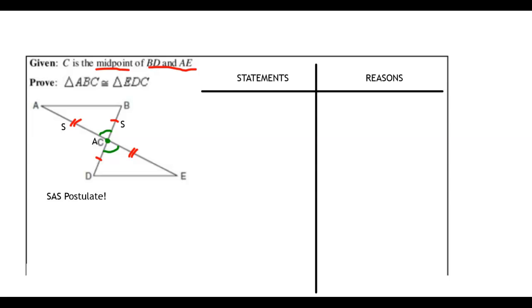T chart. Now, what I'm going to do is write down the given first. It says that C is the midpoint of BD and AE, and the reason for that is going to be, of course, given. Next, what I'm going to do is pull out that piece of information that we got from the midpoint of BD and AE, which is that this side is congruent to this side, so BC is congruent to CD, and also that this side here, AC, is congruent to CE. I'm going to write them as two separate statements, but they're going to have the same reason. The same reason would be definition of midpoint, because I'm basing the fact that these two sides are congruent to each other on the fact that I know that C is the midpoint.